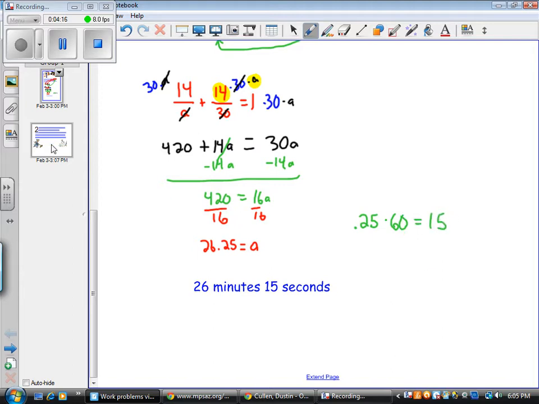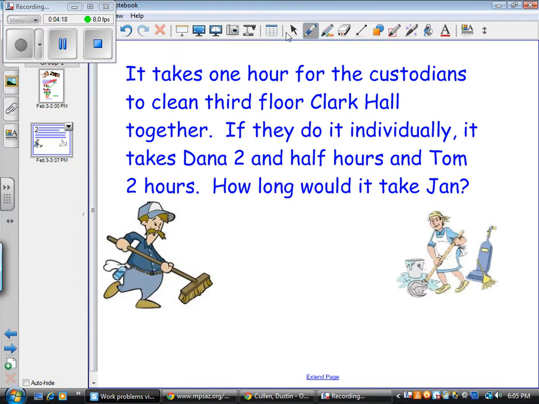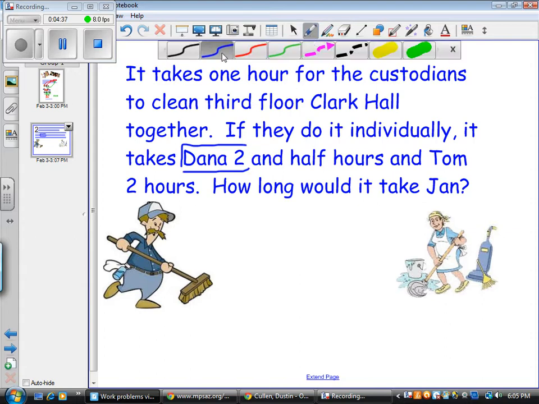Okay, so now what if, just like we did with the other ones, what if there were 3 people doing this job? Okay, it takes 1 hour for the custodians to clean the 3rd floor of Clark Hall if they all work together. But if they do it individually, it takes Dana 2 hours. I'm sorry, 2.5 hours. Let me erase this little piece here and kind of block in the whole thing.